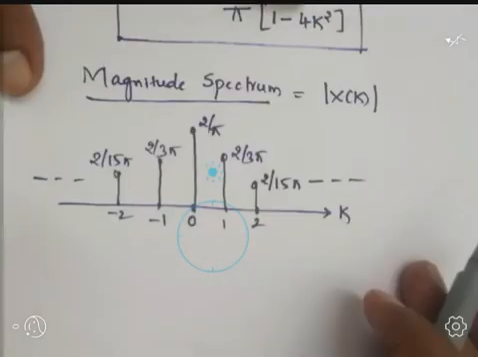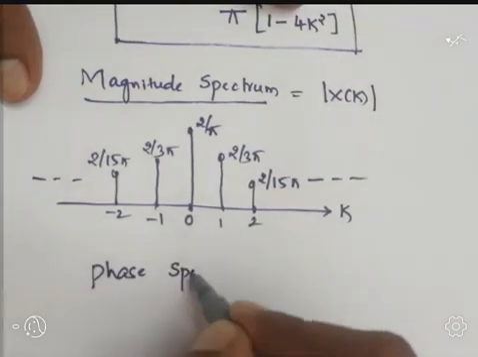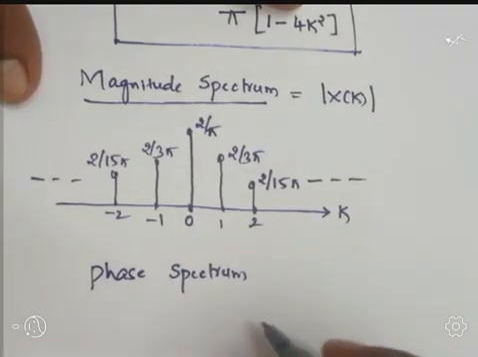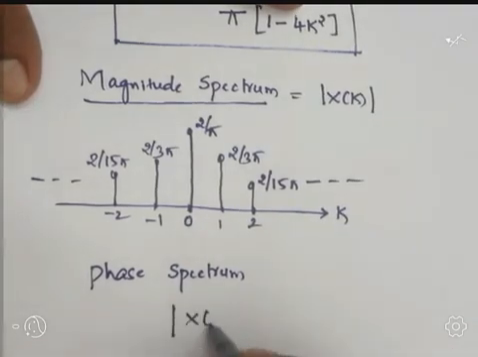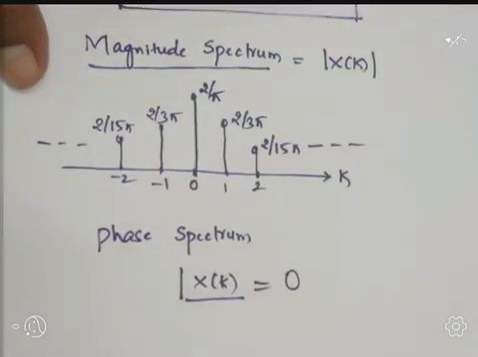And coming to the phase spectrum, here there is no imaginary term, so hence we can say that the phase value of this one is 0. So likewise we have to calculate the Fourier series representation for the given signal.